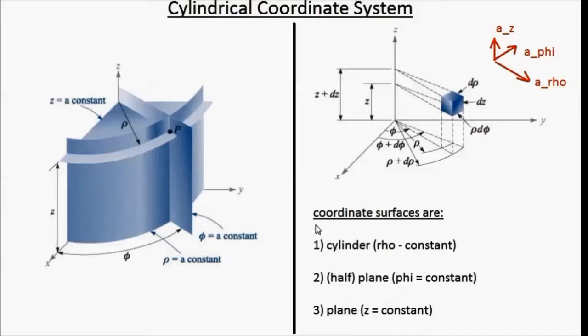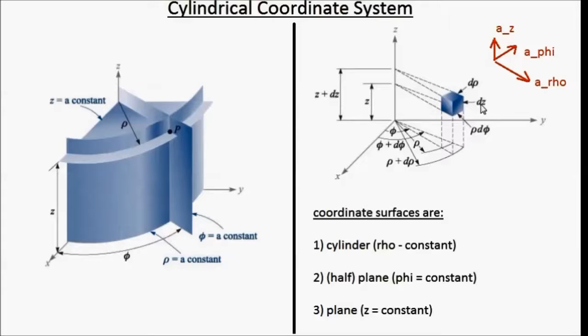So let's look at the coordinate surfaces of the cylindrical coordinate system. The coordinate surfaces are rho equal to constant, phi equal to constant, and z equal to constant. So if you look at this diagram, rho equal to constant yields the cylinder, this cylinder. Phi equal to constant yields this plane, and z equal to constant yields the horizontal plane, this one. So those are the coordinate surfaces.